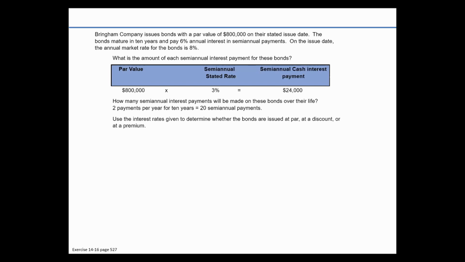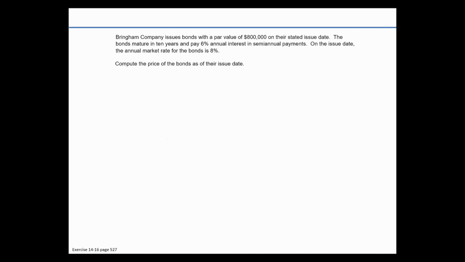And so then we need to figure out how many interest payments would be made on the loan over their life. So 2 payments each year for 10 years is 20 payments. And then use the interest rate given to determine whether the bonds are issued at par, at a discount, or premium. So we said that when the market rate is greater than the stated rate, they're being sold at a discount. When the market rate is lower than the stated rate, the bonds sell at a premium. Compute the price of the bonds as of their issue date, and bonds sell for the present value of the future cash flow.